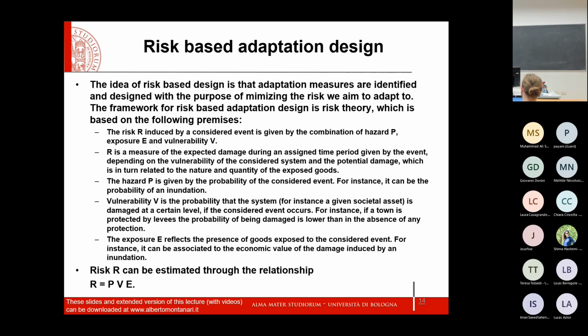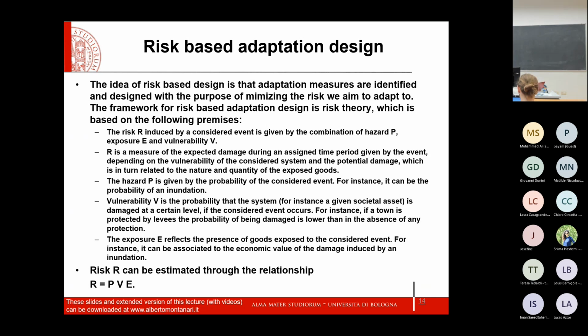So vulnerability actually depends on the intensity of the event, and therefore depends on its return period, which is related to probability. So this is a complication, because in this equation here, I am introducing a relationship between V and P. And the same I can do for exposure.